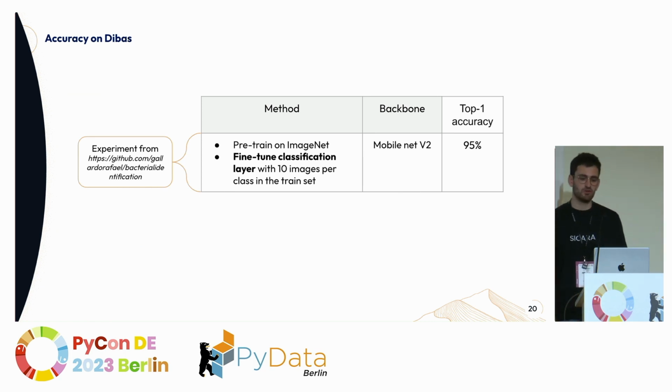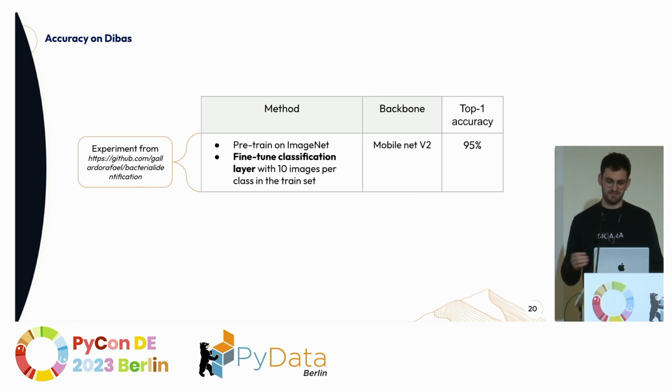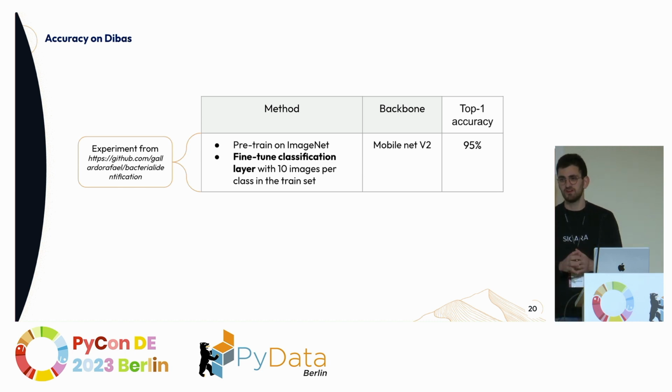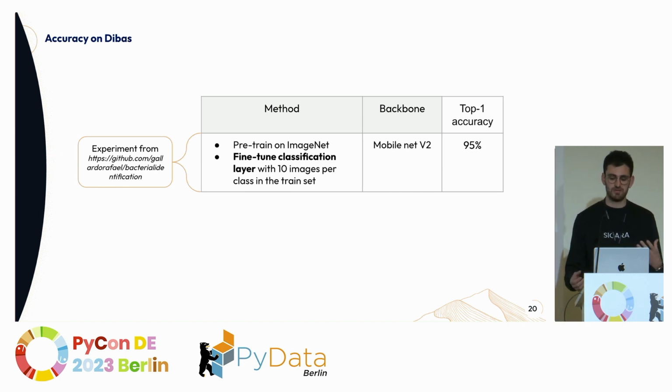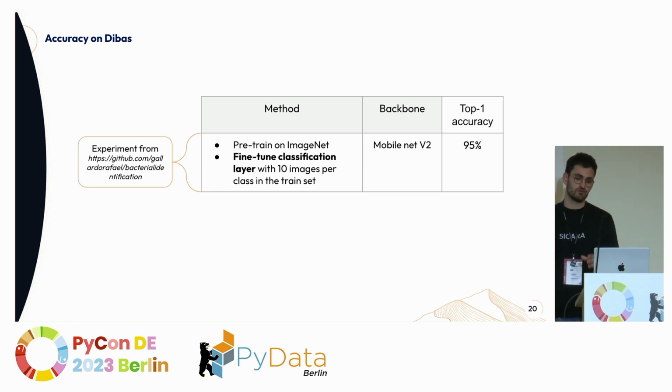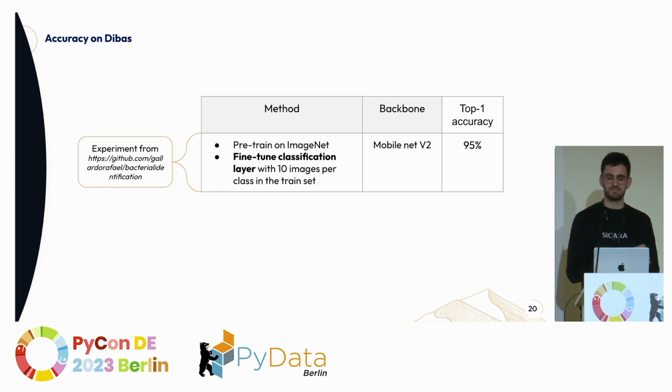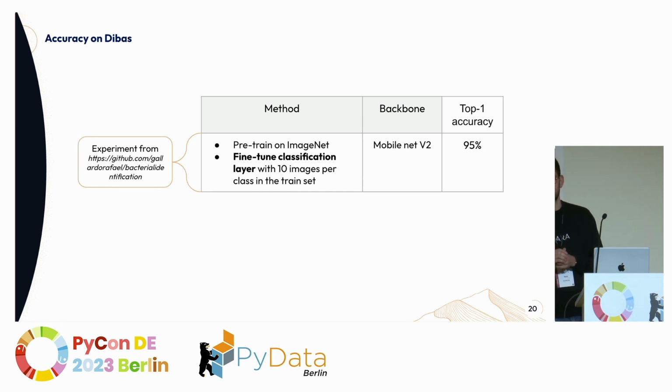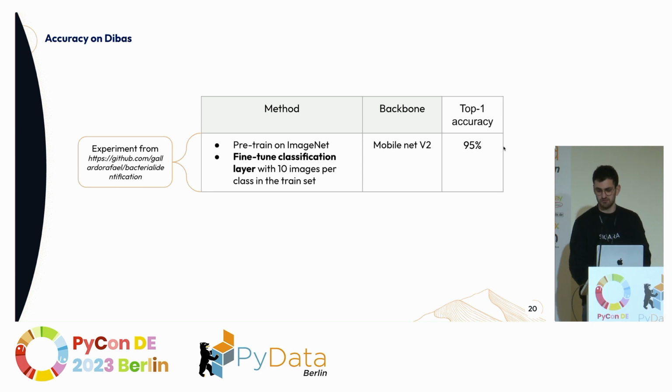Someone actually trained a model for this task. They used MobileNet V2, which is quite a small model, since there is very little data; you can't really train a big model on so few images. They pre-trained it on ImageNet, and then fine-tuned, training the classification layer with 10 images per class and evaluating on the 10 remaining images, which led to a performance of 95%. That is quite good, though the task is quite easy.